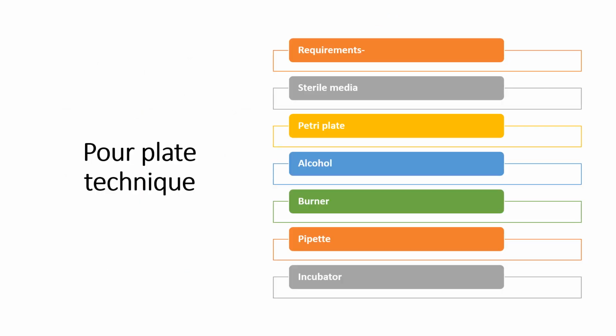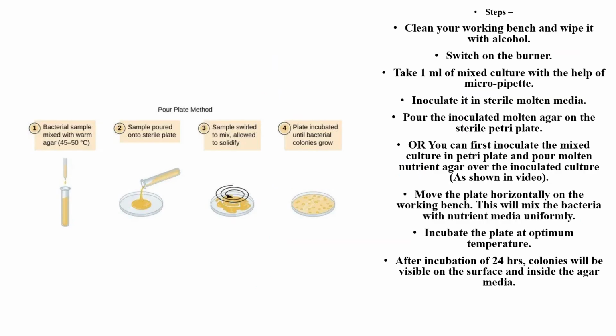Third technique is pour plate technique. These are the list of requirements: sterile media, petri plate, alcohol, burner, pipette, and incubator. This is the protocol for doing pour plating technique. First, we will clean the bench with the alcohol, 70% alcohol. Take 1 ml of mixed culture with the help of micropipette.